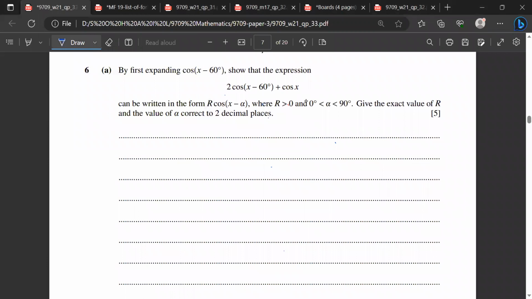Part A. By first expanding cos of (x minus 60 degrees), show that the expression 2 cos(x minus 60 degrees) plus cos x can be written in the form r cos(x minus alpha), where r is greater than 0 and alpha is between 0 and 90 degrees. Give the exact value of r and the value of alpha correct to 2 decimal places.